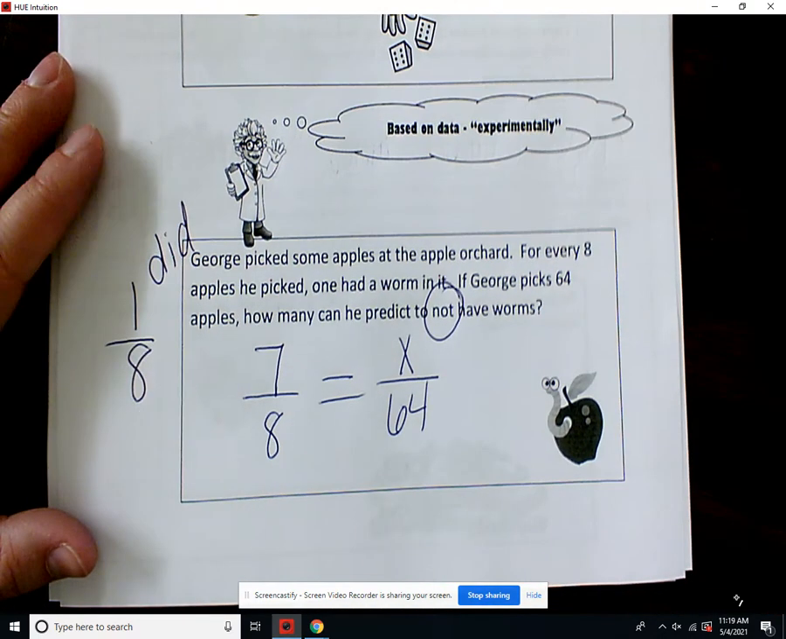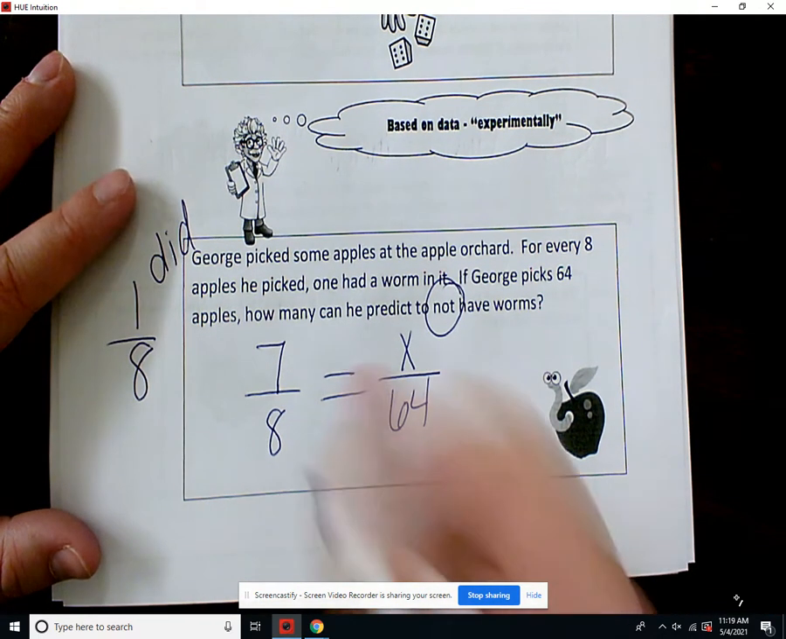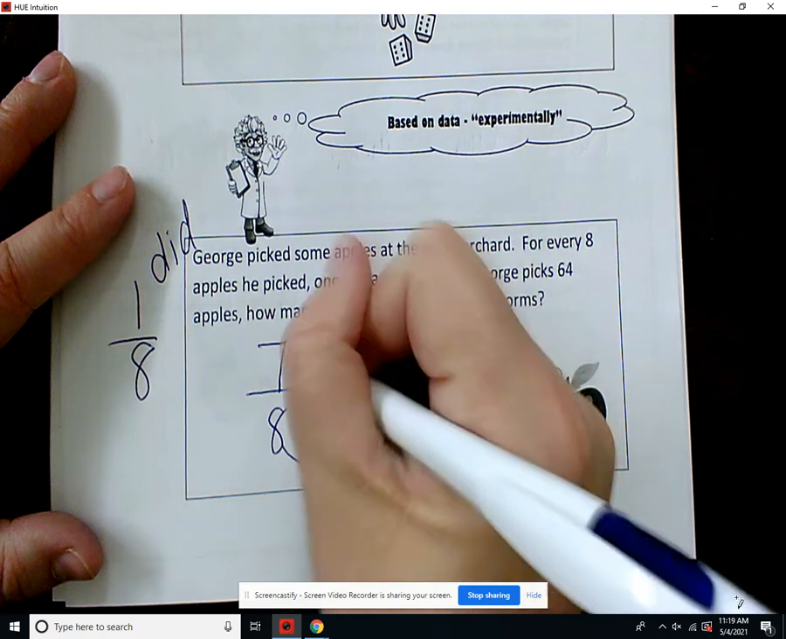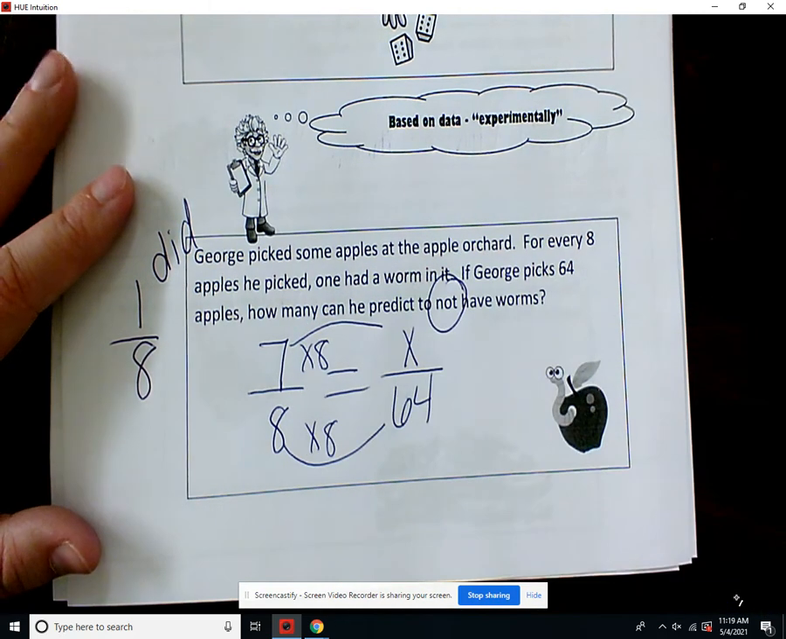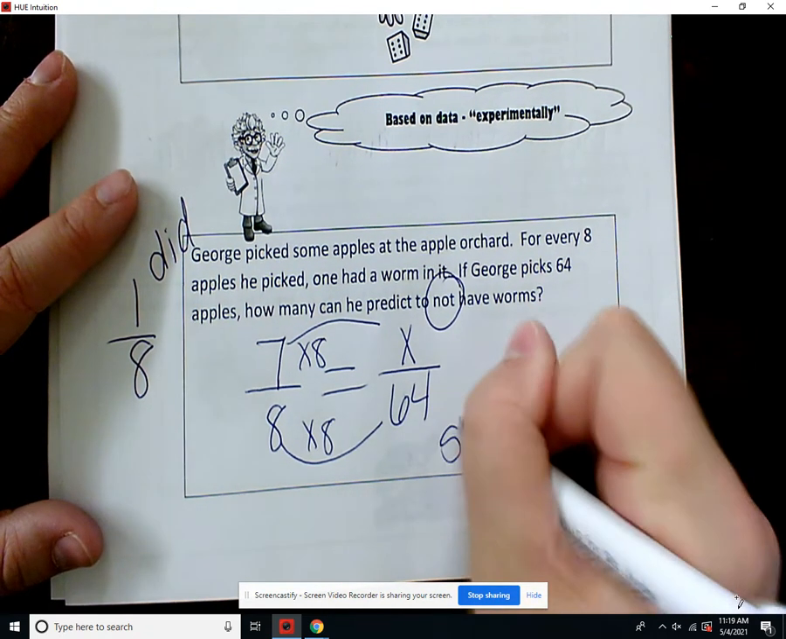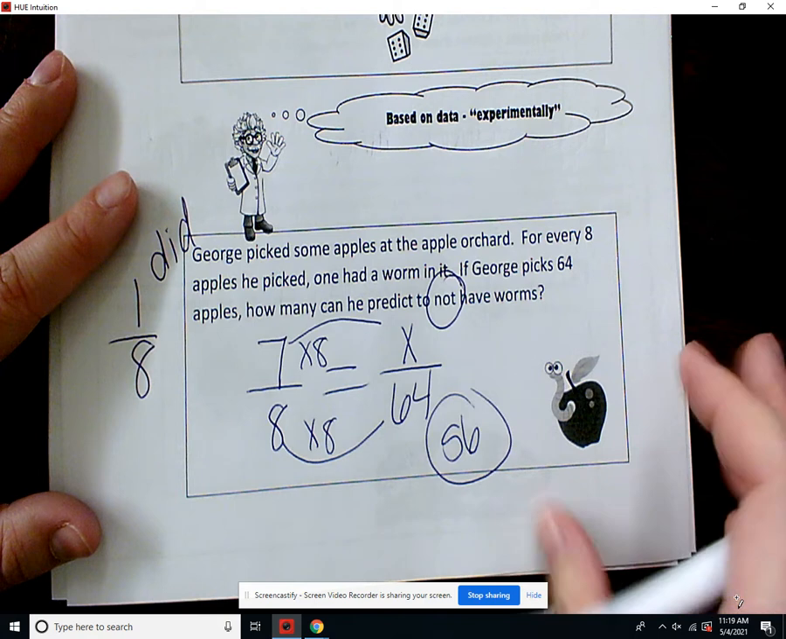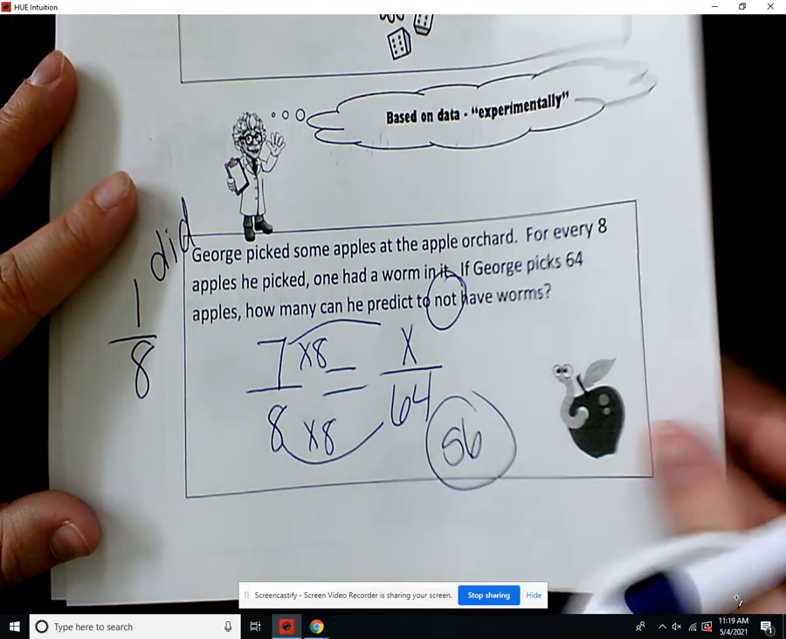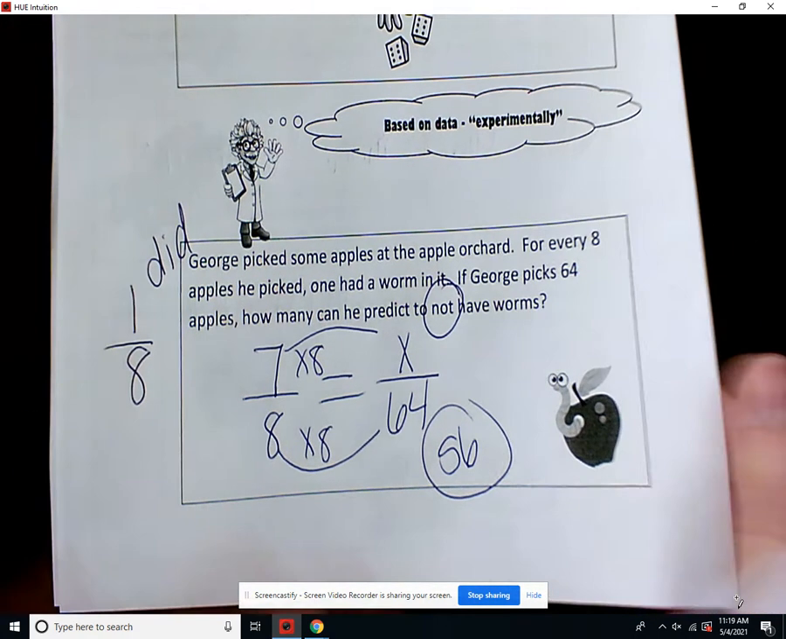And then I can multiply. This time I multiply by 8 to get to 64. Same thing on the top. So 7 times 8 is 56. So I can predict 56 apples to not have worms.